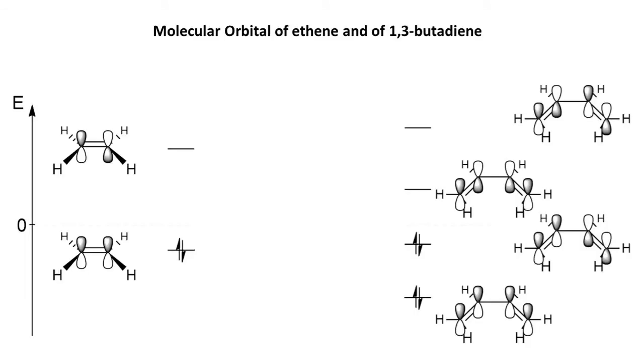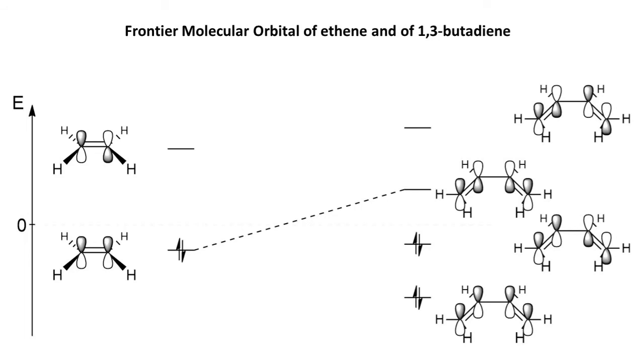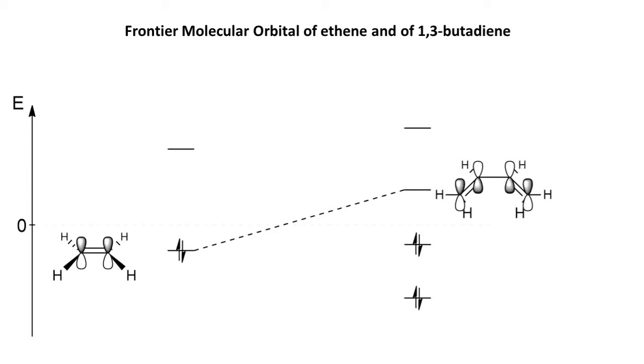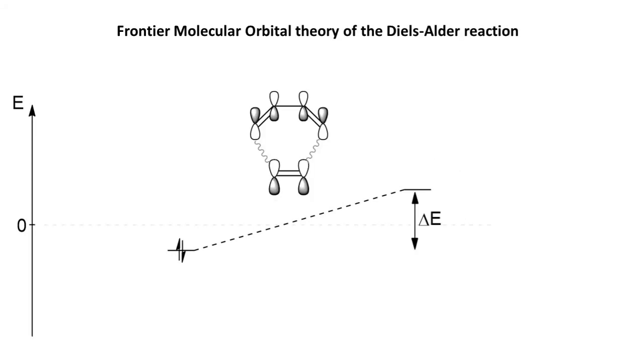The first step is to look at the molecular orbital of ethene on the left side and of 1,3-butadiene on the right side. Next, we identify the frontier molecular orbitals, which overlap with the smallest energy gap. These are the HOMO of ethene and the LUMO of 1,3-butadiene. Then we look at the overlap of these orbitals. The overlap is qualitatively important, therefore the reaction is allowed.